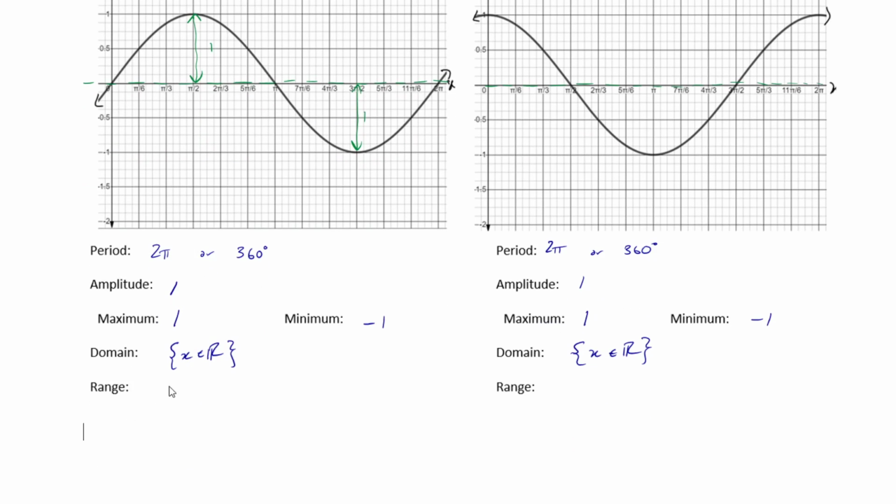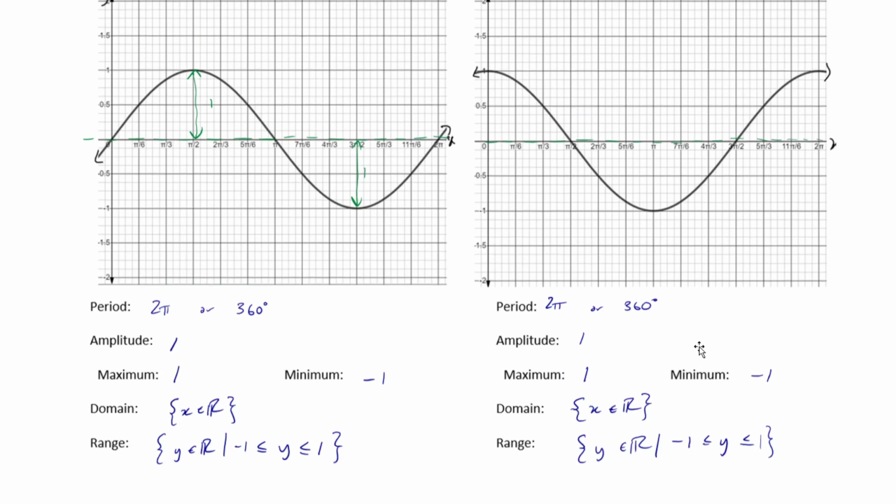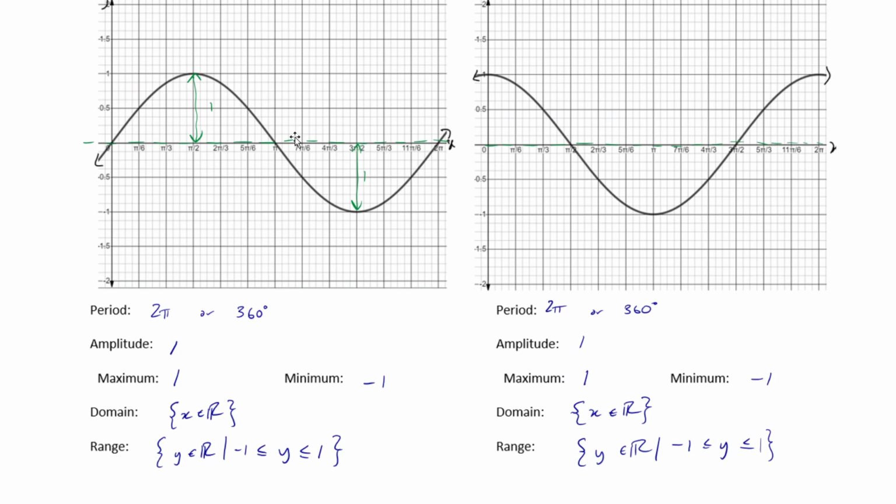The range right there would be y is an element of all real numbers such that y has to be greater or equal to -1, but it has to be less than or equal to 1. Same thing with the range in this case as well. There is a restriction whereby y has to be contained and including the values between -1 and 1. And so those are the properties of the sine graph and the cosine graph.